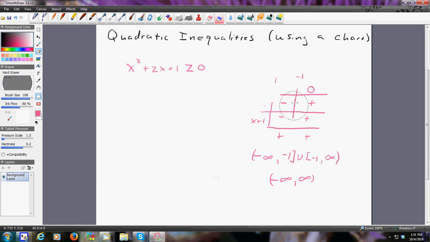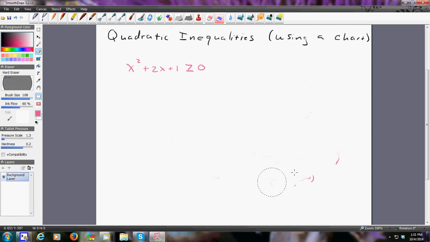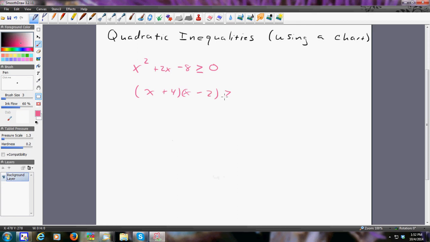And let me just make my eraser much bigger. And so I'm going to give you one last example. I'm going to say x squared plus 2x minus 8 is greater than or equal to 0. You factor this. 2 and 4 is 6. That is correct. It's greater than or equal to 0.